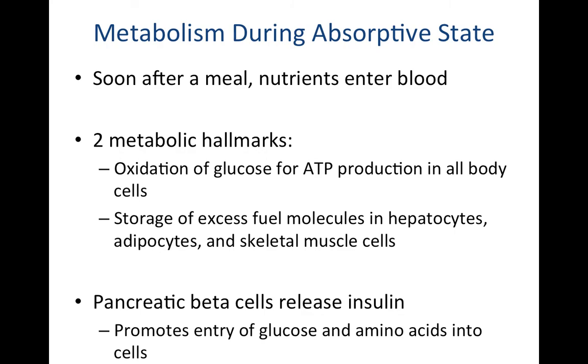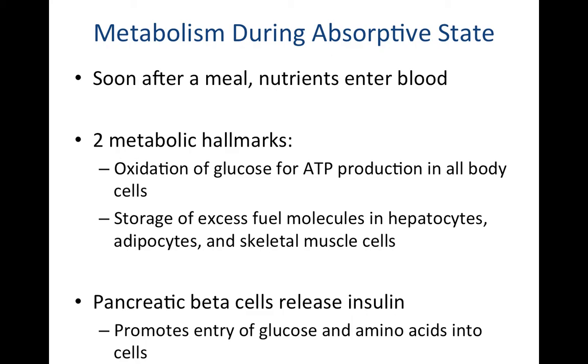Pretty soon after you consume a meal, your nutrients will begin to enter your blood. And there's two metabolic hallmarks with this. First is you have the oxidation of glucose. You're going to be making ATP in your body cells so you can replenish your ATP supply. And inevitably, you'll have some excess. And these excess fuel molecules will be stored in hepatocytes in your liver, adipocytes in your fat tissue, and your skeletal muscle cells.